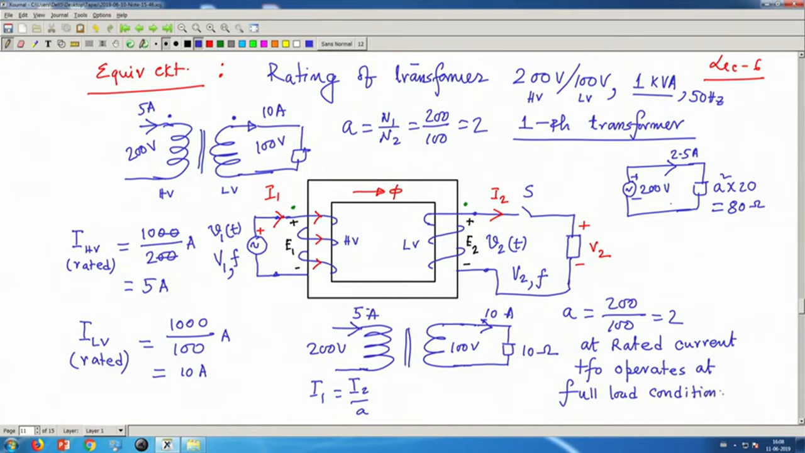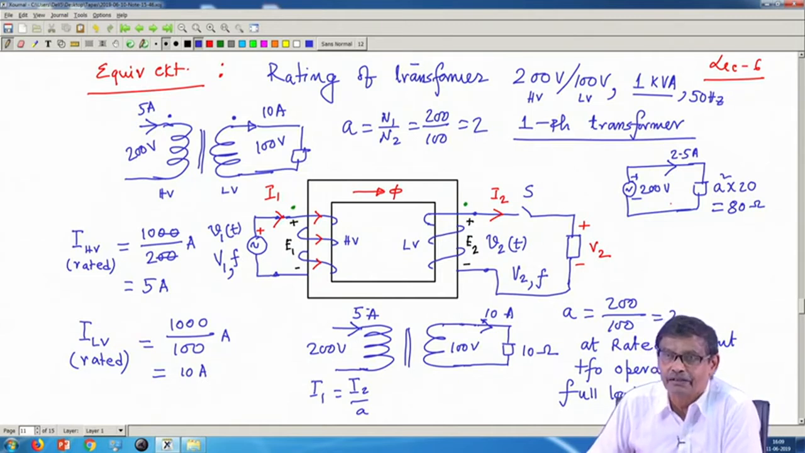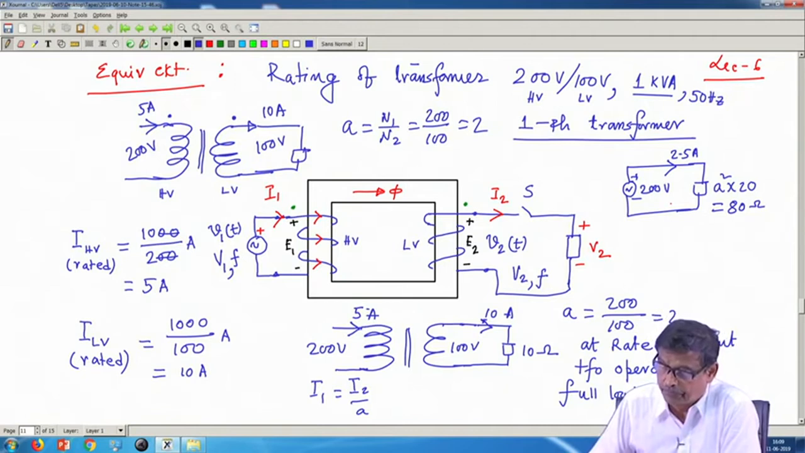Got the point. Another thing we immediately conclude is that on the high voltage side, voltage is high and current will be less compared to the LV side, where voltage is less and current is high, because the product is to remain the same. If voltage has reduced, current must increase by the same proportion. That is why kVA, volt ampere, remains the same.